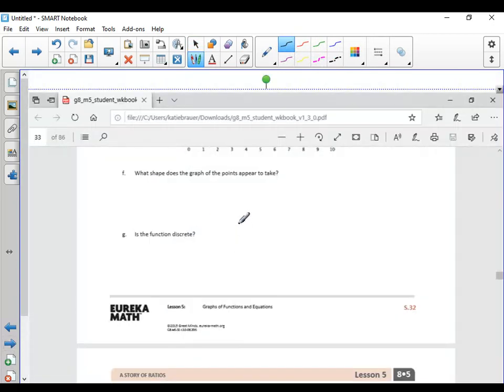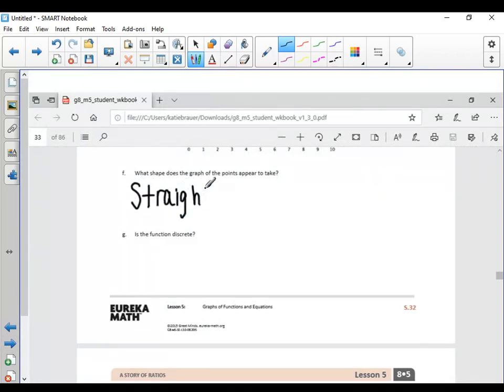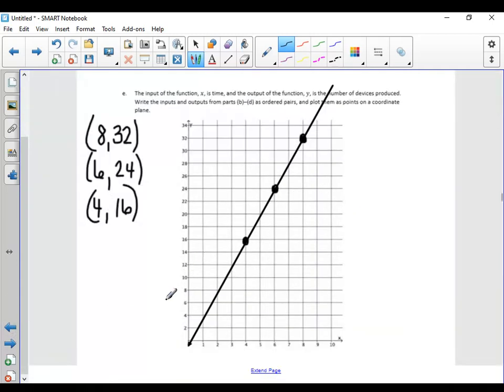What shape does the graph appear to take? It's a straight line. It wants to know, is the function discrete? Yes or no? Is the function discrete or not discrete? Okay, well, let's go back and think about it. We're talking about number of devices you can make and the time it takes to make them.